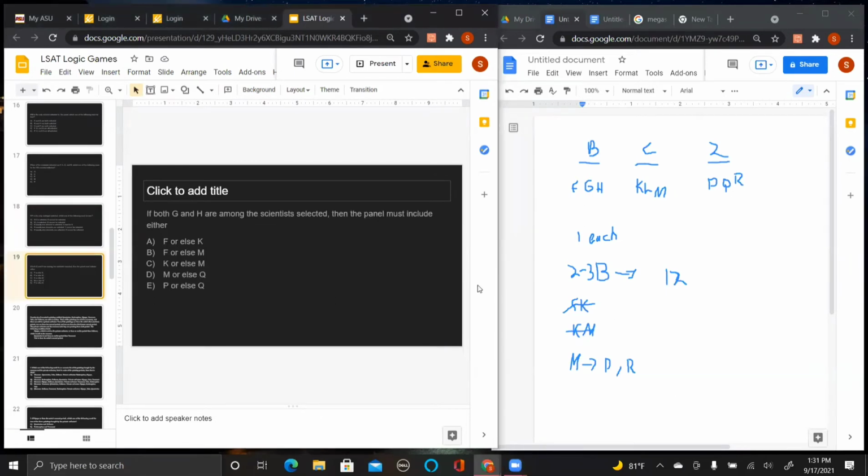If both G and H are among the scientists selected, the panel must include either. Okay, so if we include G and H, what does that tell us? First of all, it tells us that only one zoologist is selected, right? Remember, because 2 or 3 botanists equals 1 zoologist. And when 1 zoologist is selected, M cannot be selected, because M brings in 2 zoologists, P and R. So M cannot be selected, and only 1 of these. So that's what we know from that, right?